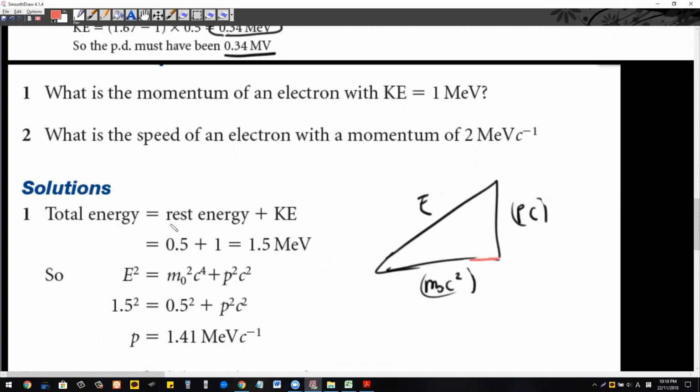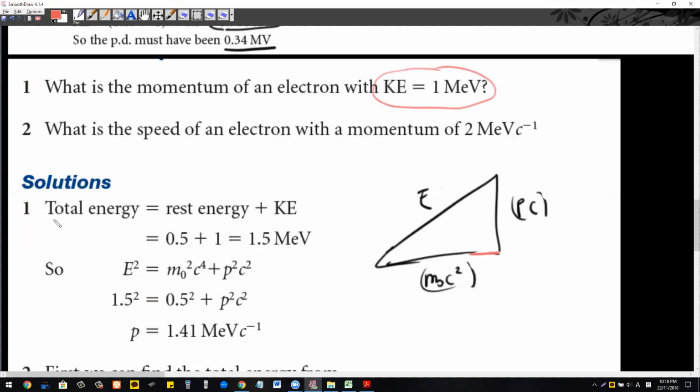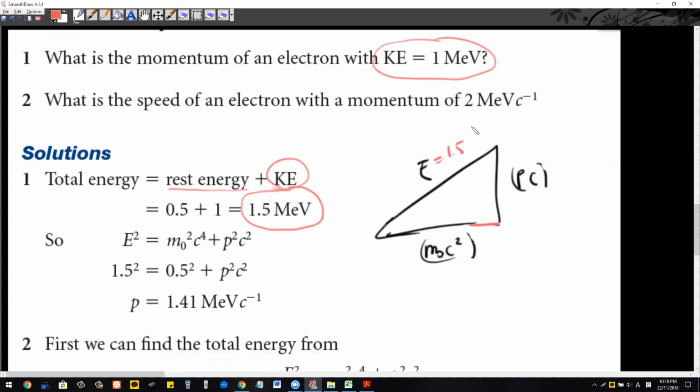So it says, what is the momentum of an electron with this much kinetic energy? The total energy is rest energy plus kinetic energy. Kinetic energy is 1 mega electron volt, so total energy is 1.5 mega electron volts. And this one is 0.5. So 1.5 squared equals (pc) squared plus 0.5 squared, so the momentum must be 1.4.